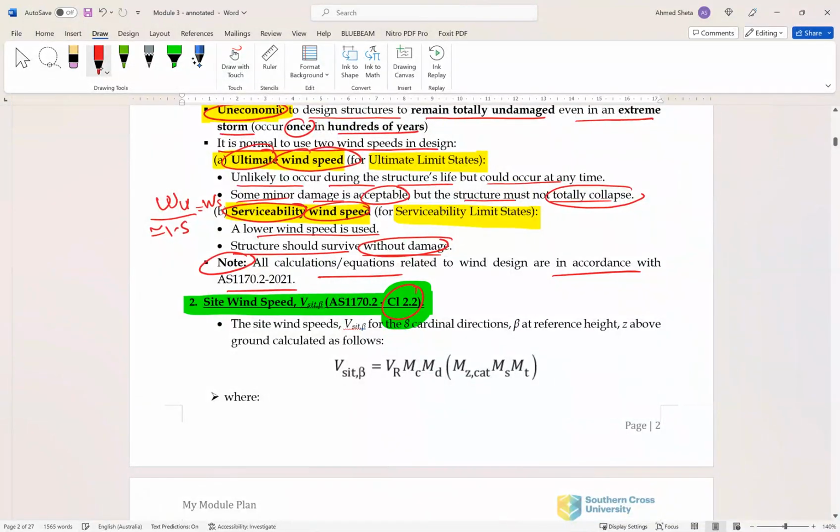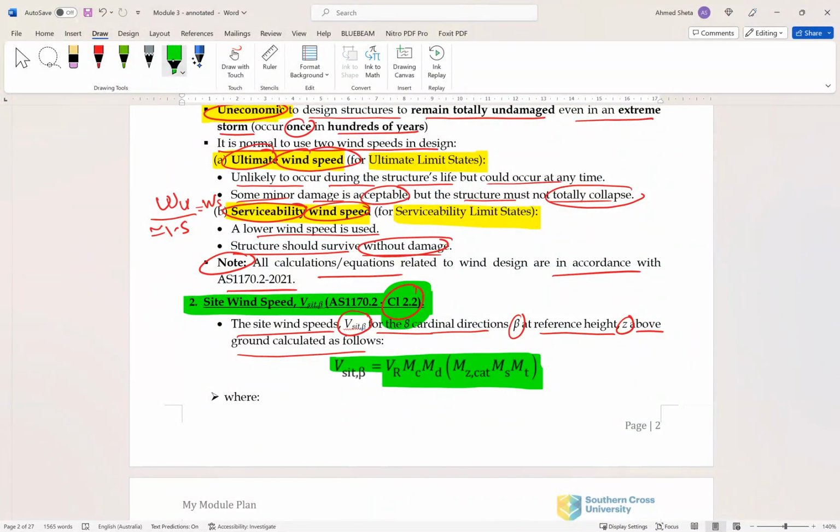The site wind speed for the 8 cardinal directions, beta, at reference height Z above the ground surface. So we have to calculate V site beta for the 8 cardinal directions, beta, at reference height Z above the ground. The formula for V site beta is from the Australian standard, as you can see: VR, MC, MD, MZ cat, MS, MT.